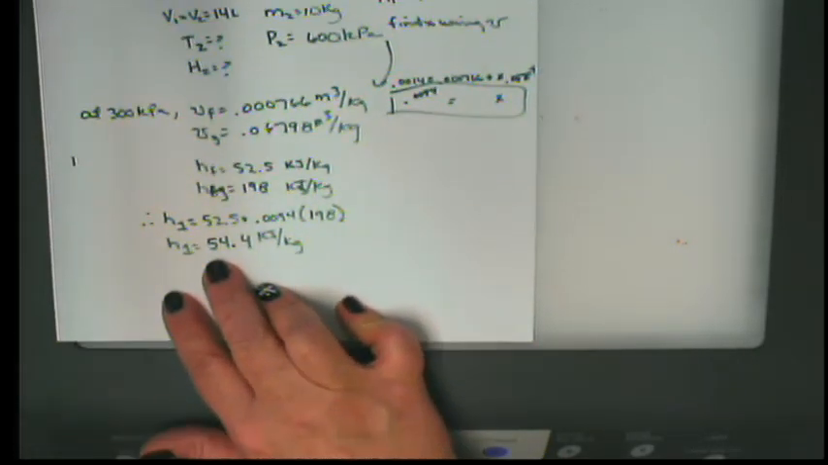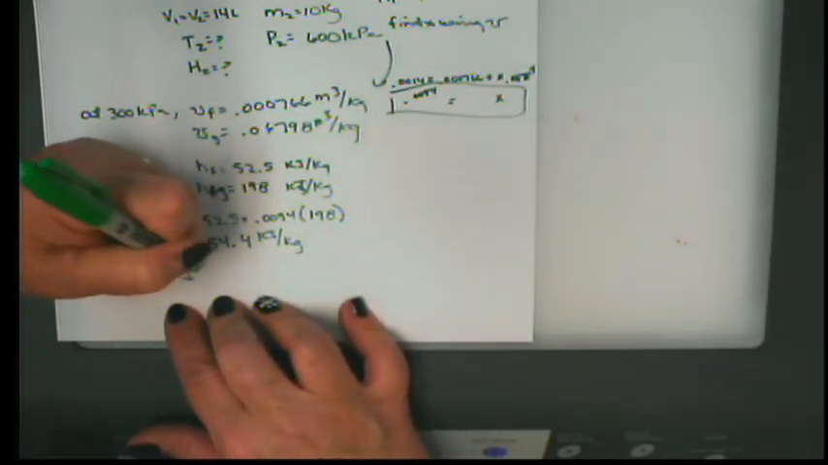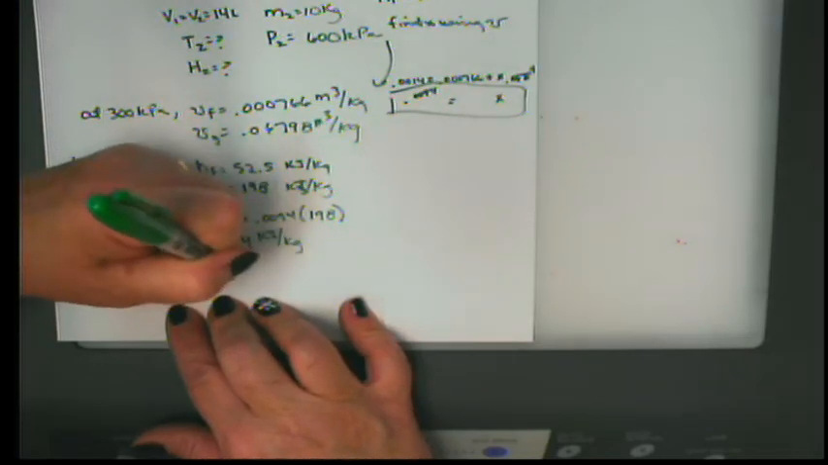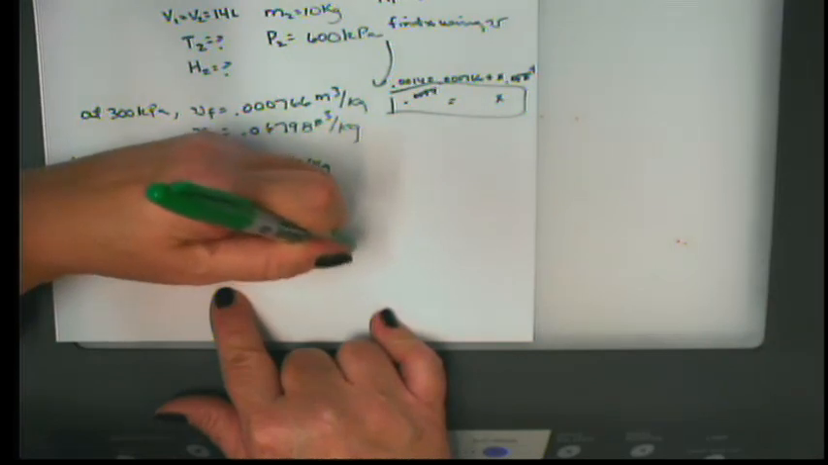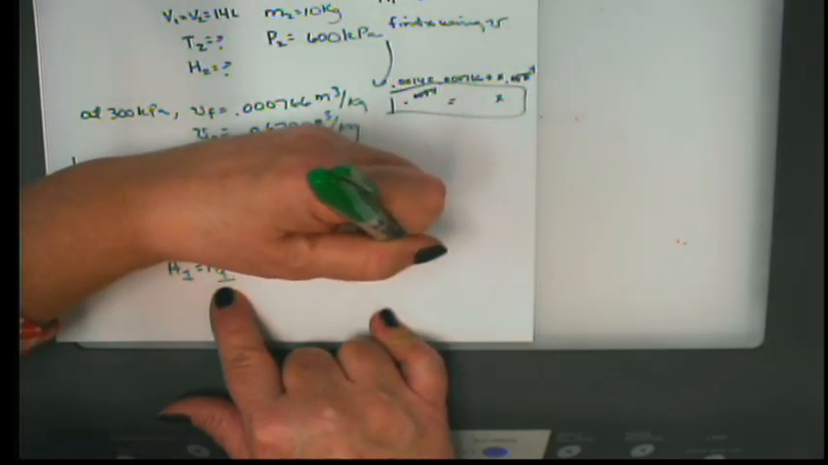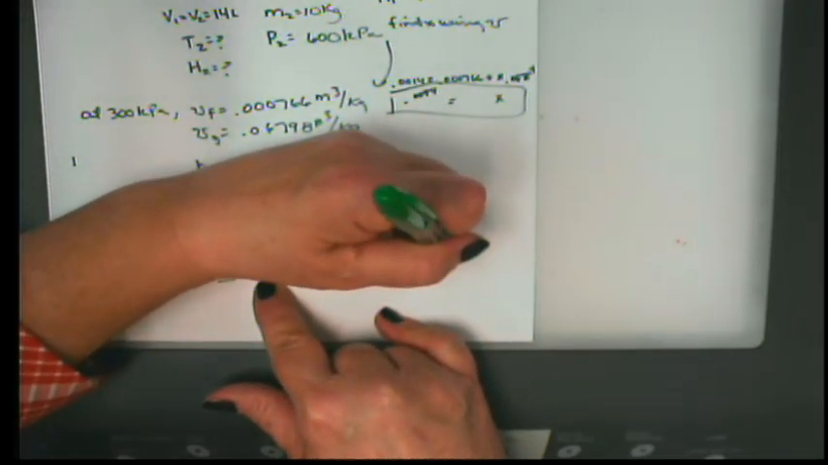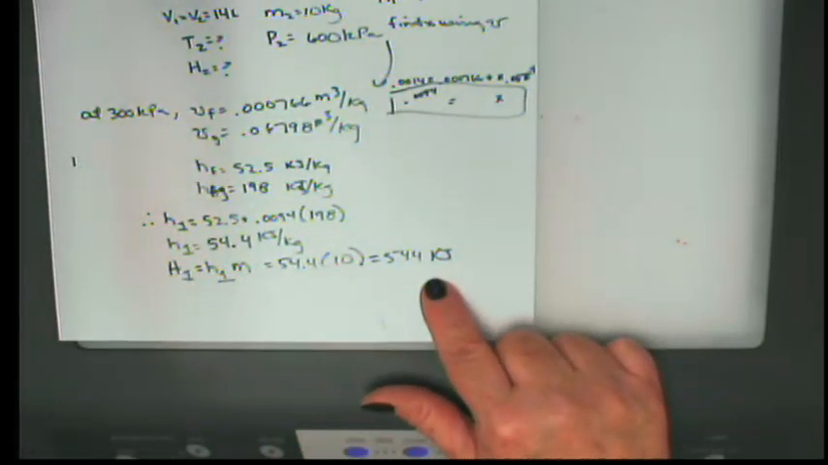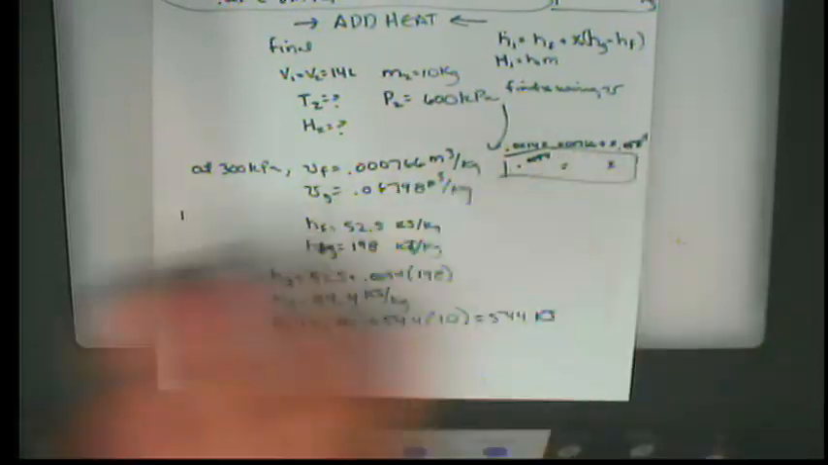It asks us for total enthalpy, which is capital H1, so that's equal to little H1 times the mass, which is 54.4 times 10, or 544. When I take kilojoules per kilogram and multiply by kilograms, I just have kilojoules. And so that's my answer for the first part. Now I'm just going to set up the second part for you because the calculations can be a little bit tedious, as you probably see, but it's still important work.